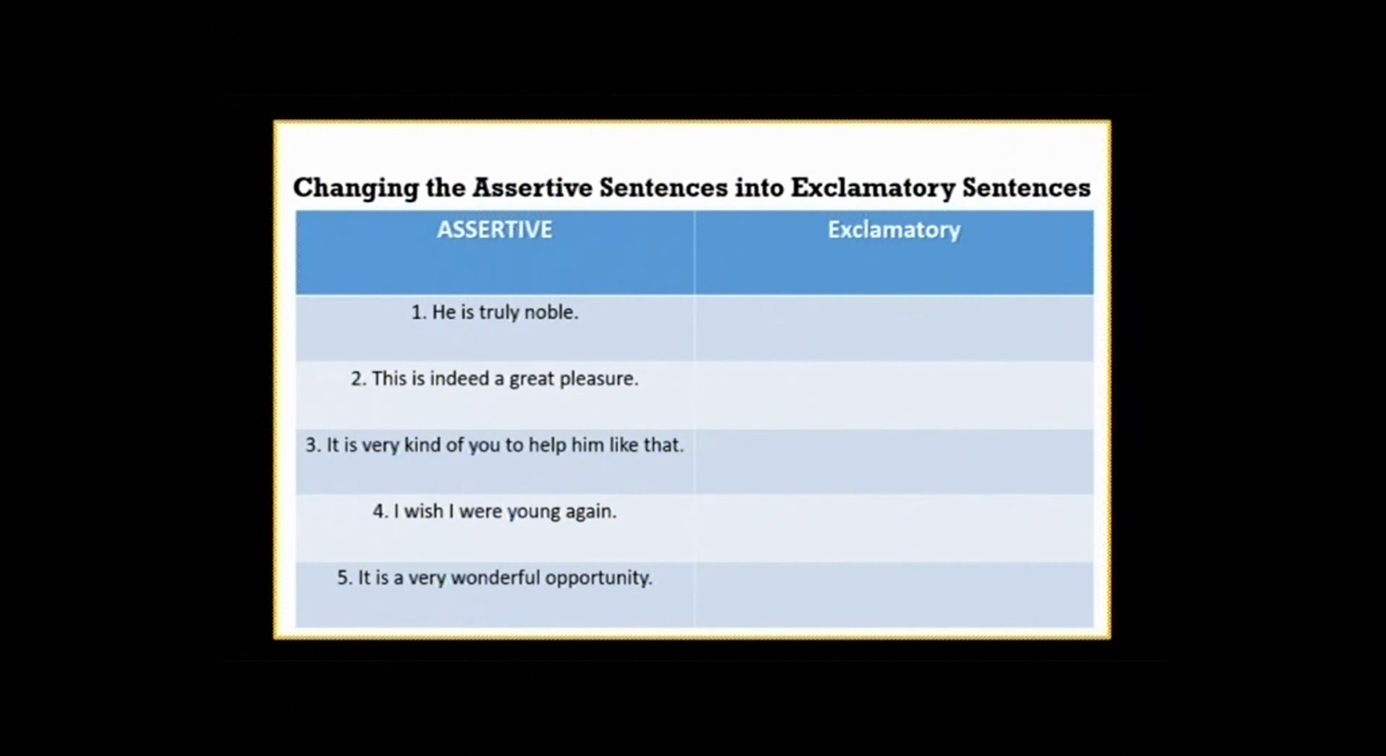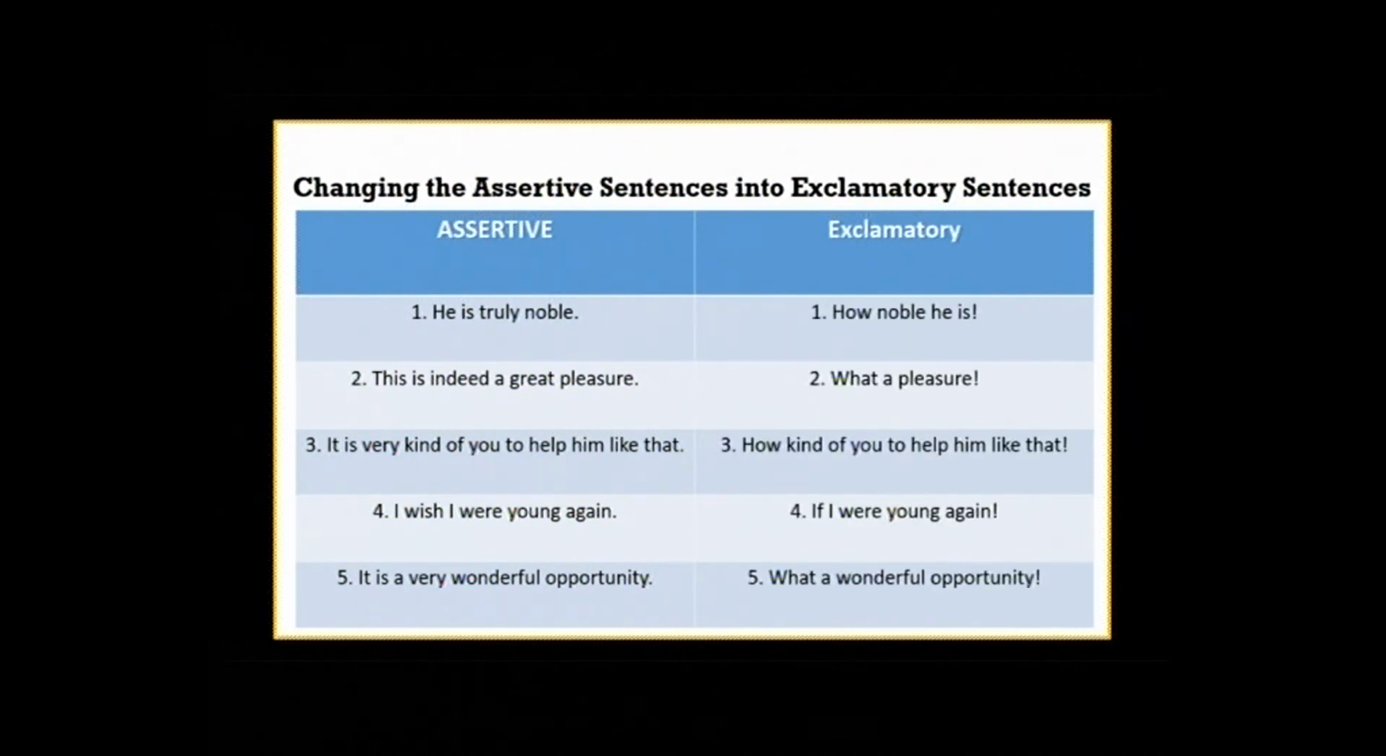Now, let us change it into exclamatory sentences. First, he is truly noble. And the exclamation would be, how noble he is. You are expressing surprise. How noble he is. Next, this is indeed a great pleasure. You are happy with something. How would you express? What a pleasure. Next, it is very kind of you to help him like that. And the exclamation would be, how kind of you to help him like that.